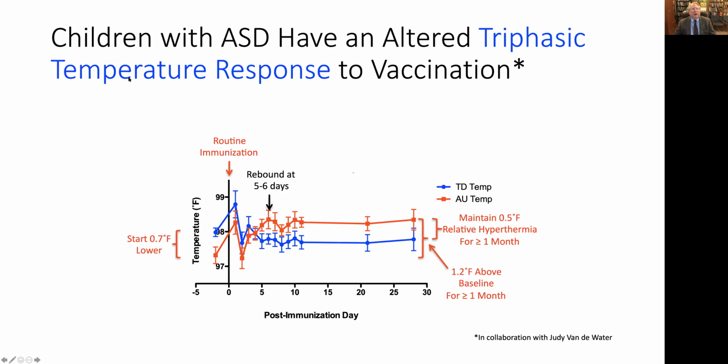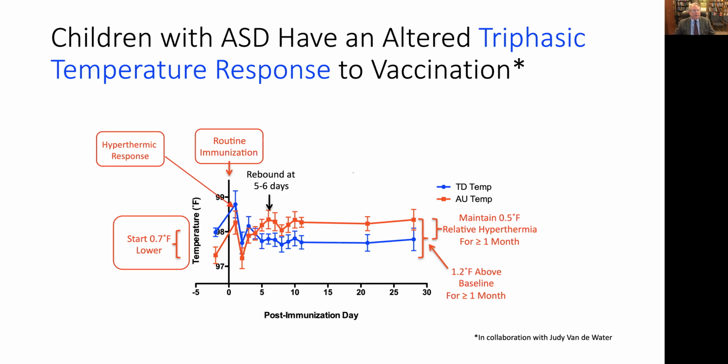Okay, so children with ASD have an altered, what we call the triphasic temperature response to vaccination. Interestingly, the red line here are children with ASD, and the blue line are children that are typically developing. And we found at baseline that the children with autism had a 0.7 degree Fahrenheit lower body temperature. After routine immunization, both groups increased their temperature. It's not a full fever, but they both increased. We call that the first phase.